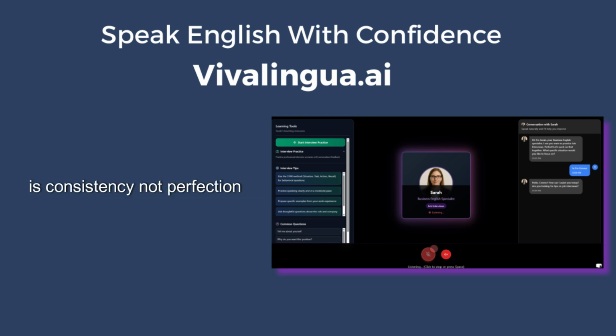The key to success is consistency, not perfection. 15 minutes of focused practice every day is much more effective than 3 hours of study once a week. Your brain needs regular exposure to build and strengthen neural pathways for English comprehension.